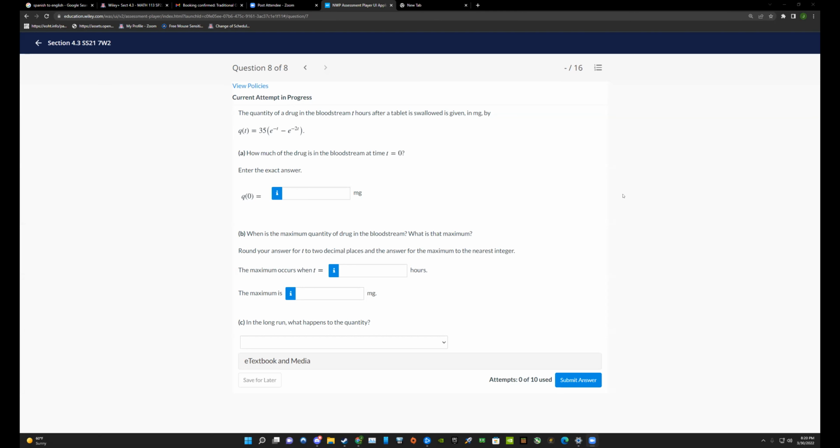All right, so the last one here. Okay, so Q of 0 means you're putting 0 in for the value of T. So that's just a calculator problem. You just plug that in. I'm grabbing a snip here, and then I'll work through it. So let me share my screen.